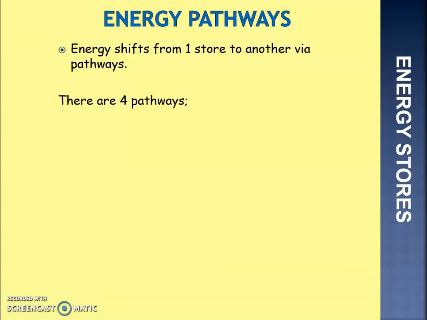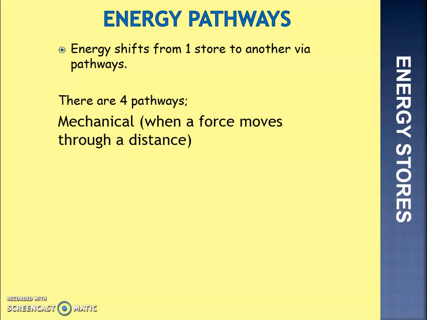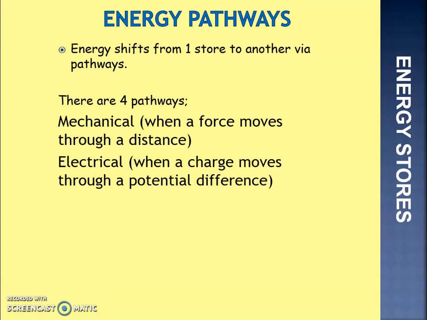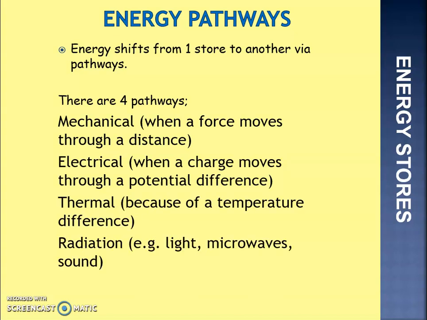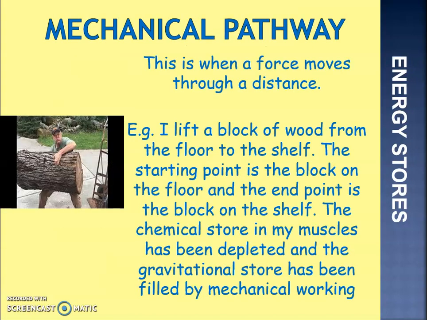So our 4 energy pathways, which we studied last lesson, I'm just going to go through them again because it could be useful as we get to our flow diagrams here. So 4 pathways are mechanical, when a force moves through a distance, electrical, when a charge moves through a potential difference, thermal, because of a temperature difference, and radiation, which are things like light, microwaves, and sound. These are ways energy can travel. Energy can move from one store into another.